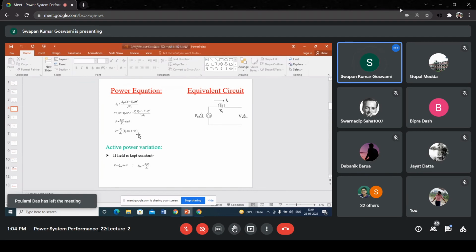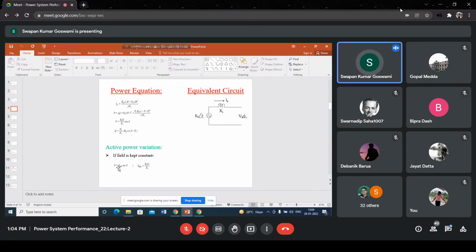Now, how to control this power? We shall now talk about how to control the active power and how to control the reactive power. Then we shall stop today, and other issues we shall discuss in our next class. Okay. So you see that P, active power, is given by P equal to P maximum sine delta. We have written this. That means EF Vt by Xs, that we are writing as P maximum.